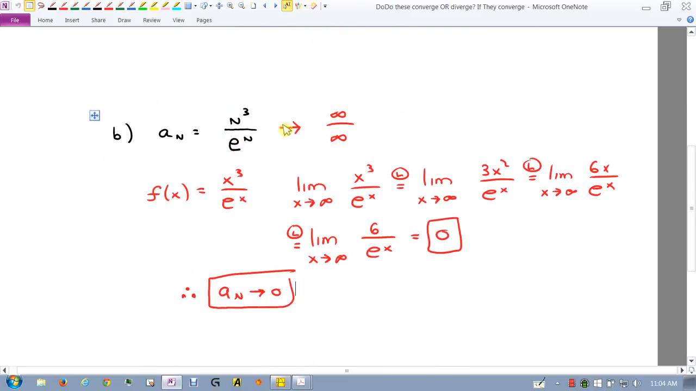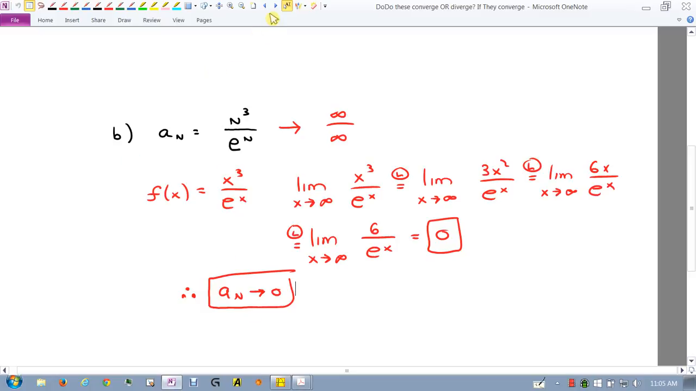This one, it's infinity over infinity, so you have to look at this as a function of x first. Like you can't do L'Hopital's rule on a sequence, so you look at it as a real valued function. You have to apply L'Hopital's rule 3 times, and when you keep doing that, eventually you get 0, which means you can conclude that the original sequence goes to 0 also.